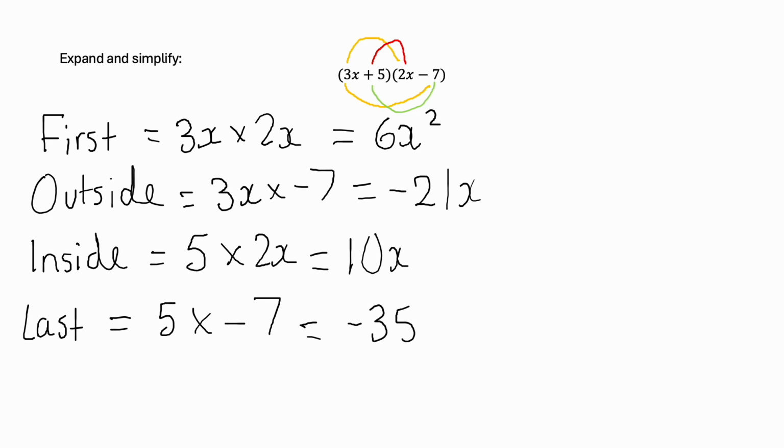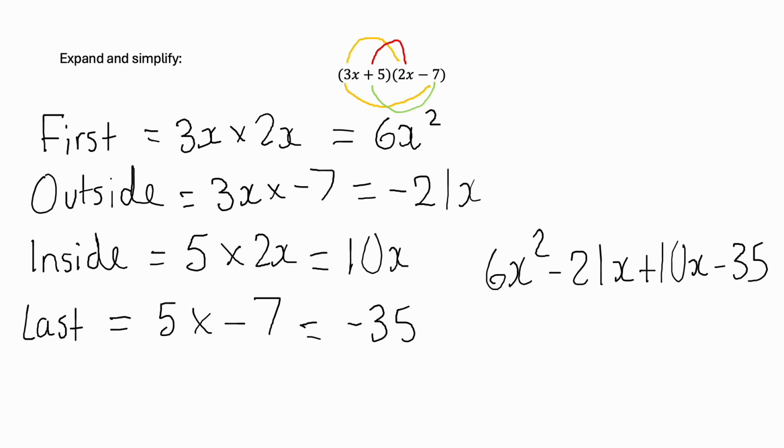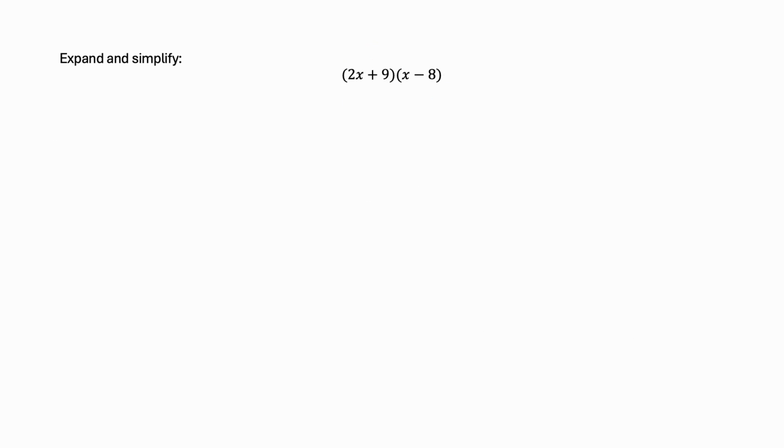Similar to what we do with the table, we combine them together. So we get 6x squared -21x plus 10x subtract 35. We combine the like terms, -21x and 10x, so we get 6x squared -11x minus 35. Now that you've seen both methods, you can decide which one you prefer. Let's do the table method.